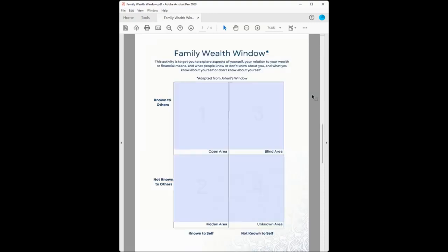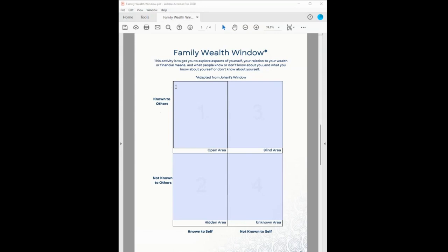The window is divided into 4 panes. The left half reflects the things an individual knows about themselves, while the right half reflects aspects that are unknown to them. The family wealth window explores these knowns and unknowns in relation to wealth. The nature of this exercise requires trust, communication, and feedback from others to understand what is unknown. Thus, it may be helpful to complete the exercise in 2 stages. The first stage will explore the left half of the window that is known to self, and the second stage will require external feedback from friends, family, colleagues, and the like.